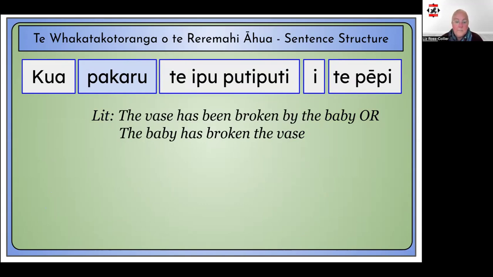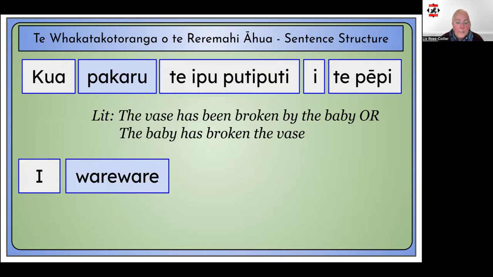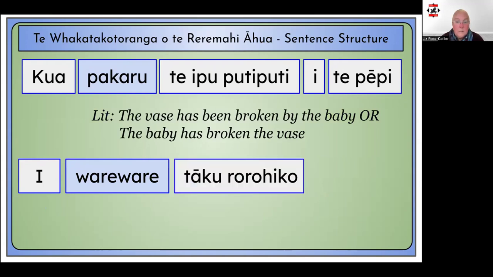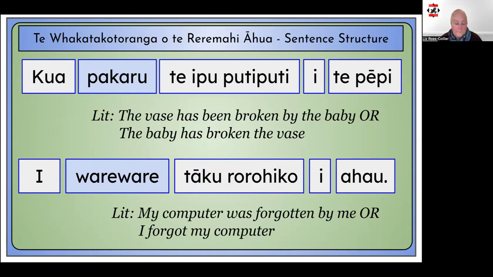Here's another one. Let's start this one with e, followed by the tūmahi āhua, wareware, has been forgotten. Next comes the taonga, tāku rorohiko, my computer, and lastly, the kaimahi, which is me. Ahau, my computer was forgotten by me, or I forgot my computer.